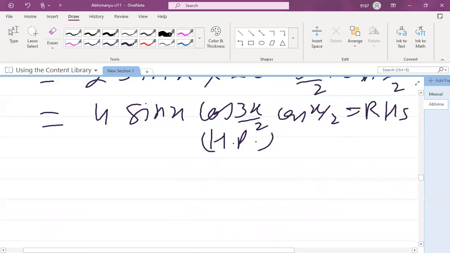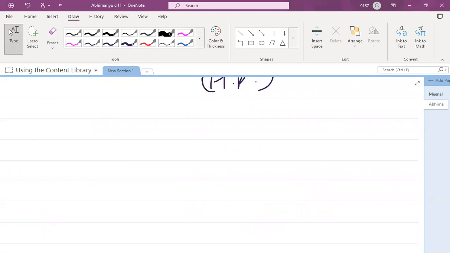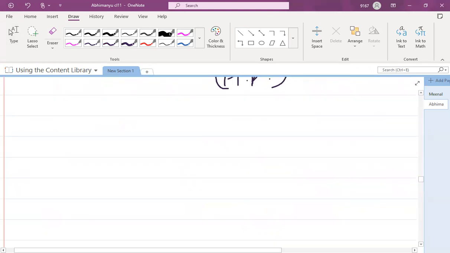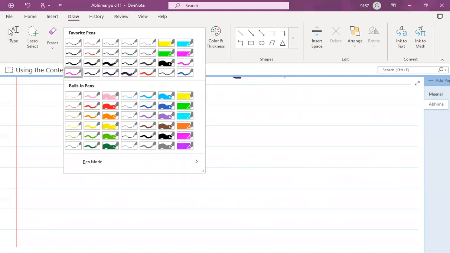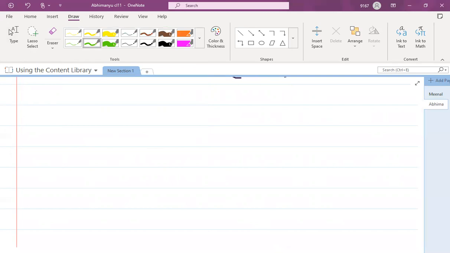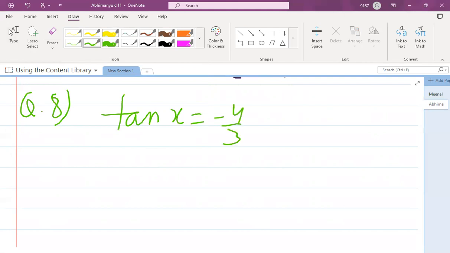Now 8, 9, 10. These 3 questions are again important, right? We will do question number 8 and 10. Question 8. tan x equals to minus 4 by 3 and x in quadrant 2.